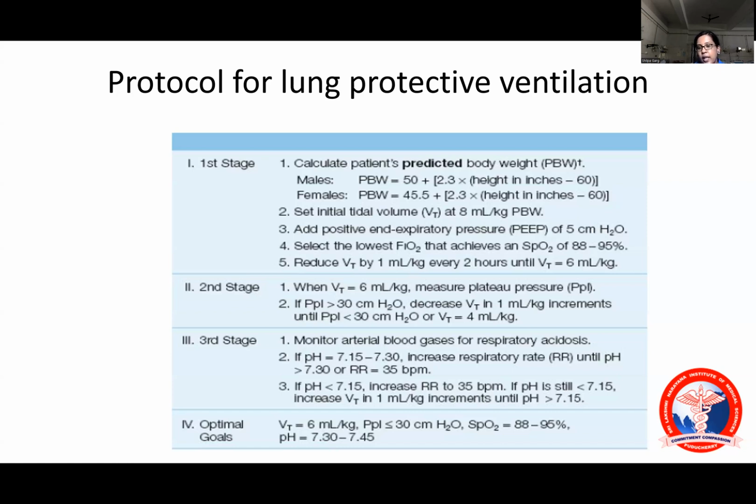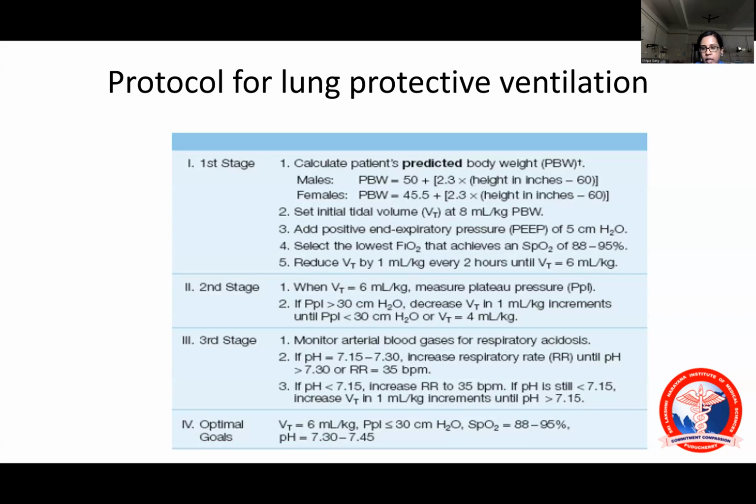Once the patient's saturation has improved by providing this low tidal volume, PEEP and FiO2, once the patient's saturation is improving, his hemodynamics is improving, then we will start reducing the tidal volume by 1 ml per kg from 8 ml per kg.